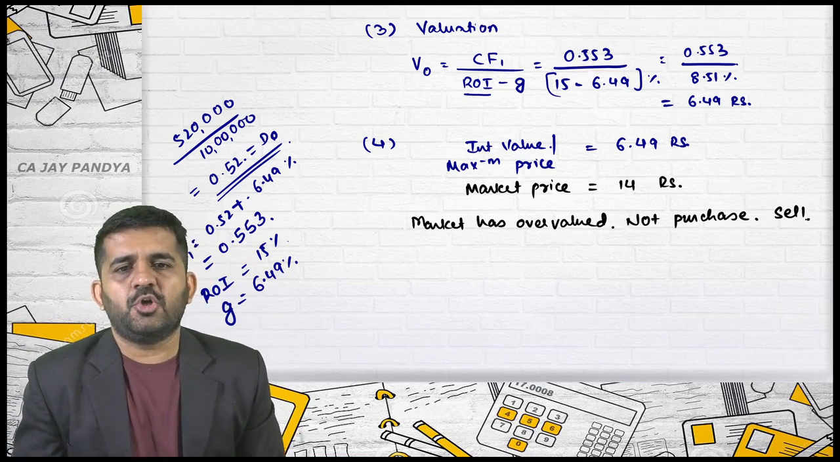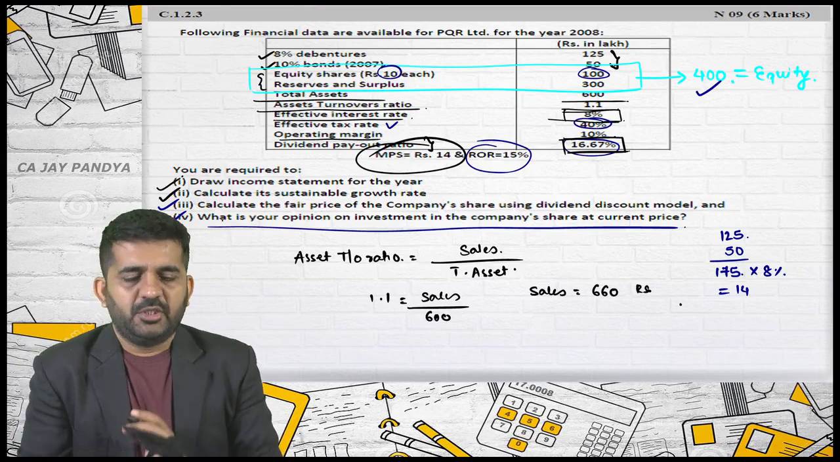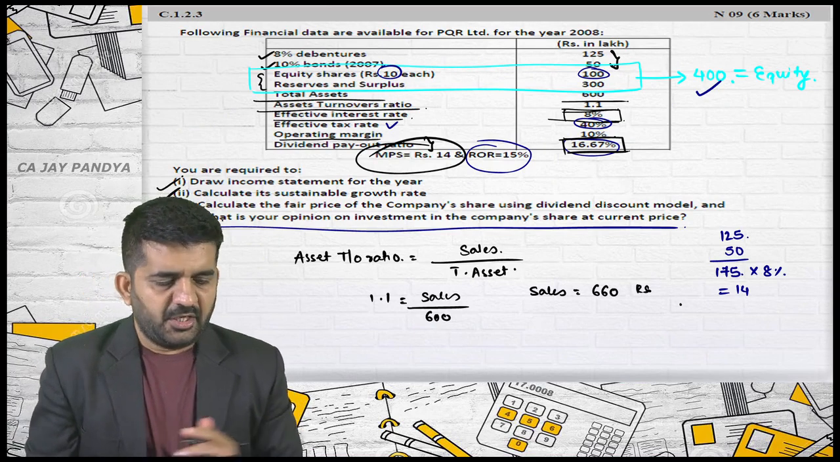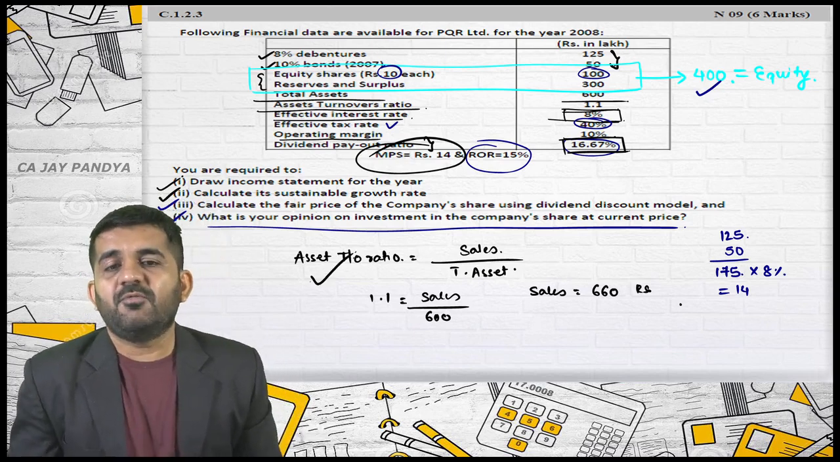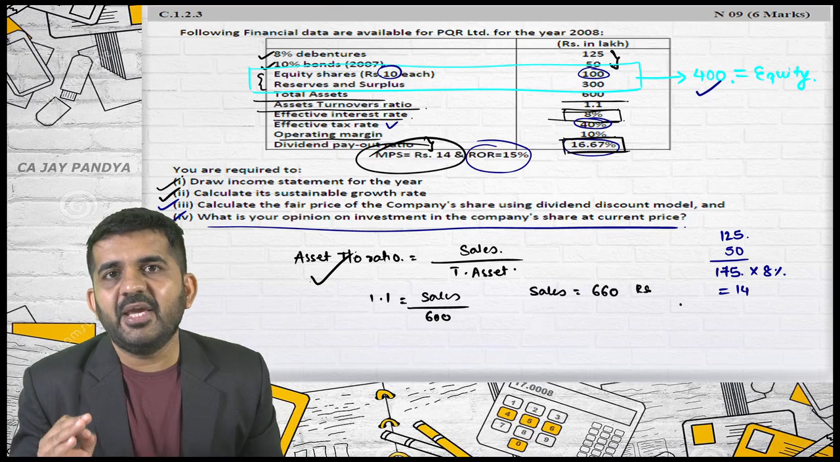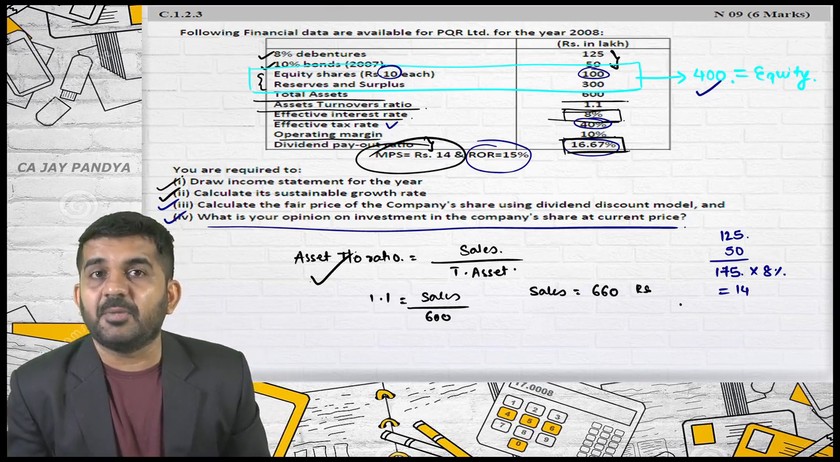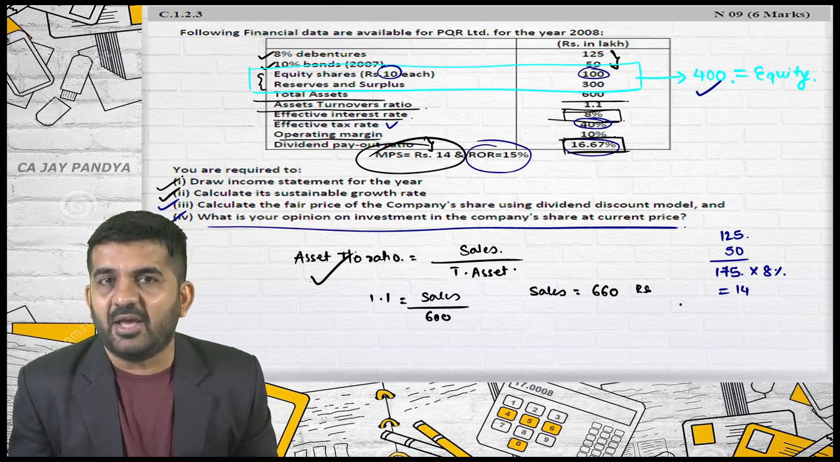There is a solution of all four questions given. 1, 2, 3, 4. This was C 1.2.3. Now in this question there are formulas which are used. Sir, where to learn these formulas? In CA Final it is assumed that you have done ratio analysis at your intermediate level and you know all the ratios of intermediate level.